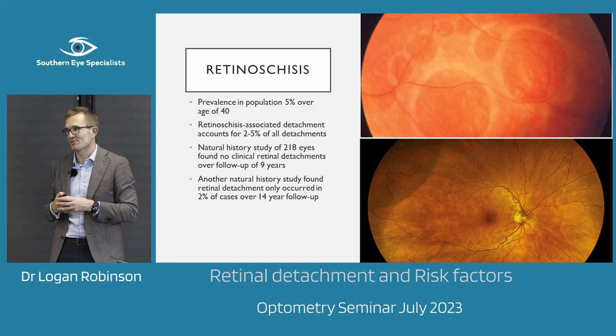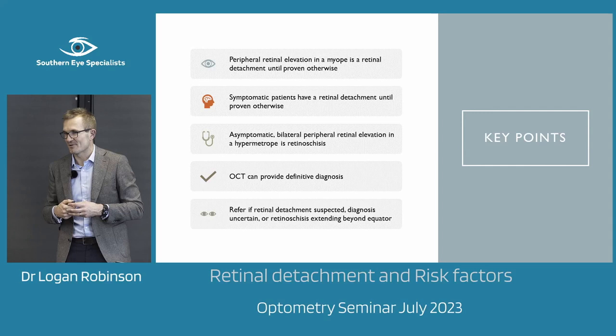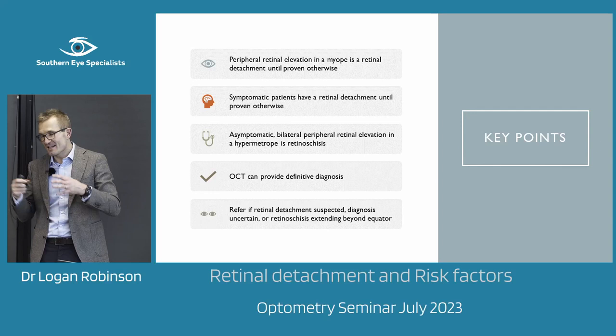So again, not quite as scary as you might think, but the scary thing, which I talked about at the Christmas thing, is that it's really hard to sometimes tell if it's a retinoschisis or one of those chronic round hole myopic detachments. I won't go through all the stuff I talked about at the Christmas thing, but in the end, it can be hard to tell clinically, especially in some cases.